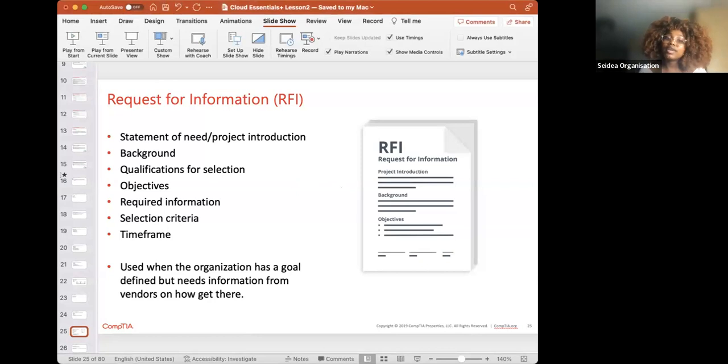Then you're dealing with qualifications for selection. These are the prerequisites that vendors need to meet before they're even considered as a potential vendor that you plan to use. So you need to have your prerequisites for these. This is the background of the organization. This is the challenge of the need. And based on the challenge that we've identified, these are the solutions that we're looking for.